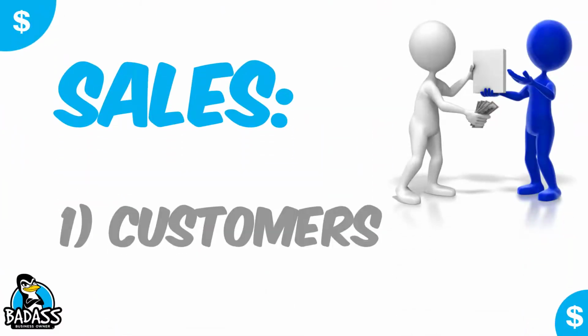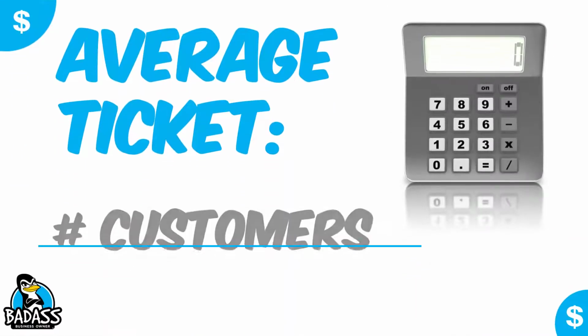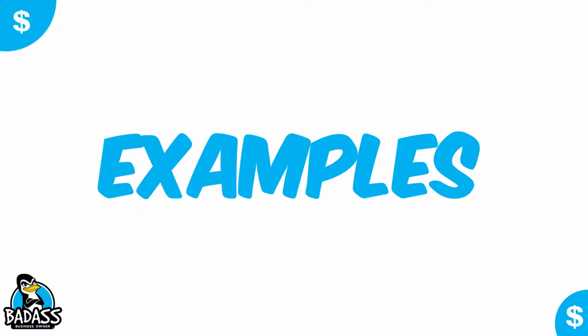Today, we're going to talk about your average ticket. Now, to start, let's talk about what average ticket is. Well, your sales are made up of two things: your customers and what they spend. Together, they tell you what your average ticket is. It's your sales divided by your customers. So let's look at a couple of examples, shall we?